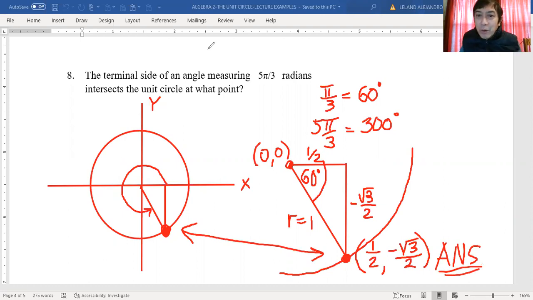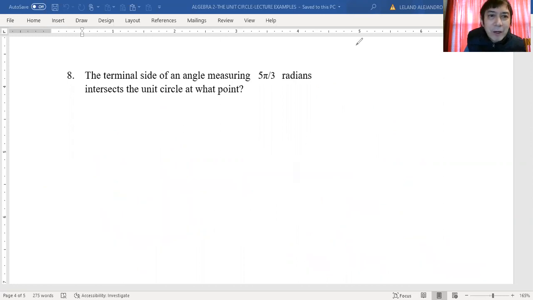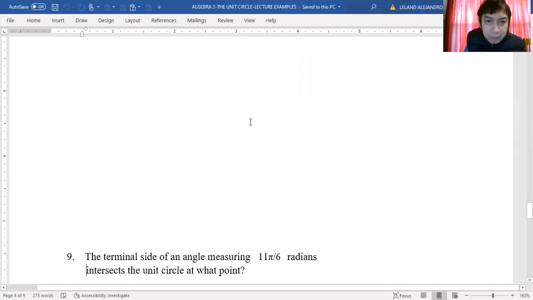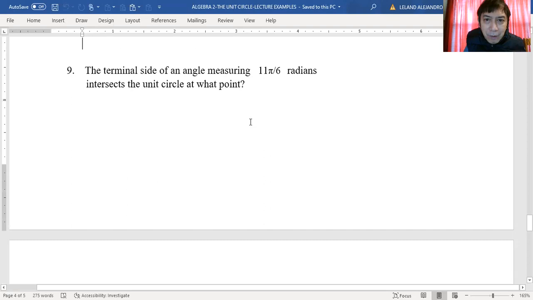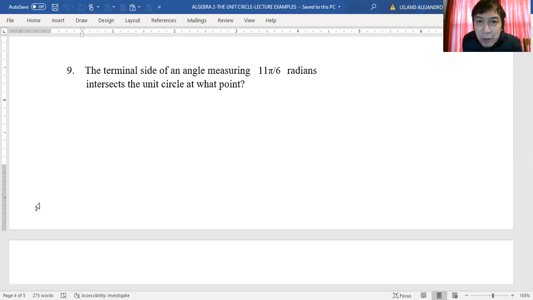All right, that goes to our number 8. Let's continue with number 9. Let me clear the screen and scroll up. I hope this one's clear with you. All right, number 9. So the terminal side of an angle measuring 11 pi over 6 radians intersects the unit circle at what point?